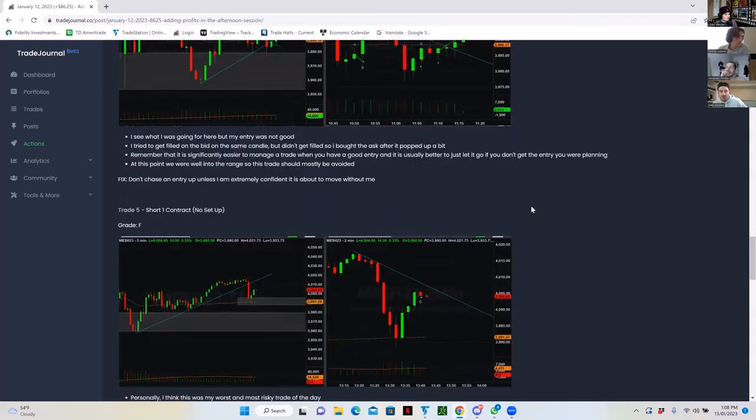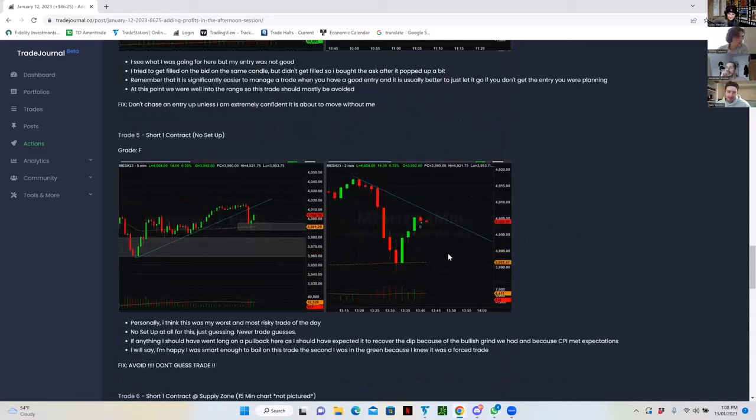This trade was god awful. I wish I could delete this forever. And just shorting, just for no reason, just shorting. Basically, we had this big sell-off. This was yesterday CPI, right?